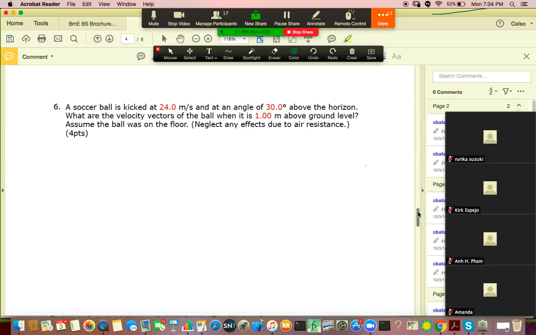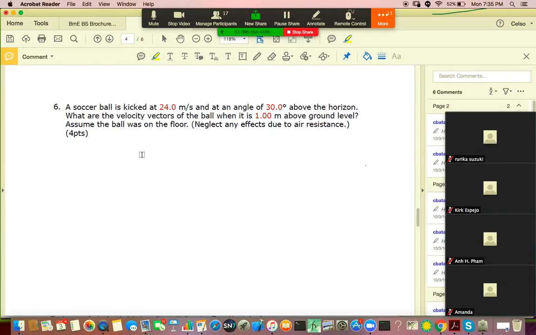Okay, number 6. A soccer ball is kicked with a certain initial velocity at a given angle above horizontal. What are the velocity vectors of the ball when it is 1 meter above the ground level? Assume the ball was on the floor. So here it is. Let's do a little drawing on it. Let's see if I can use my tablet now.